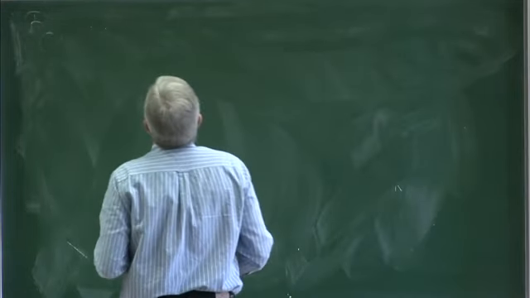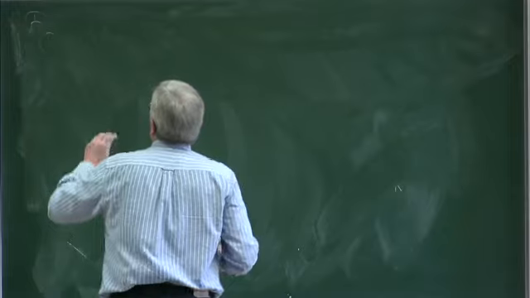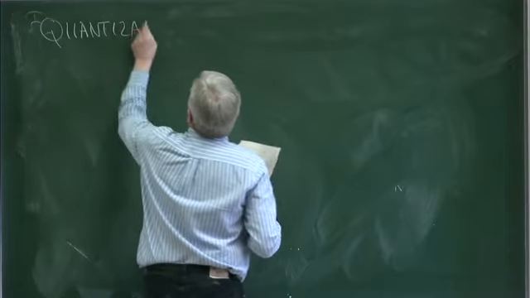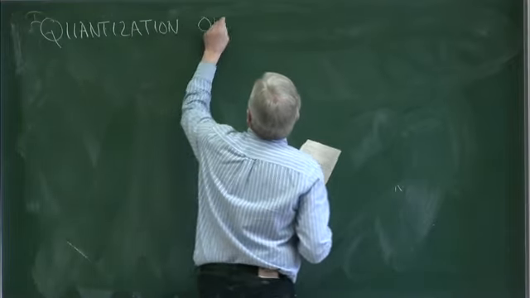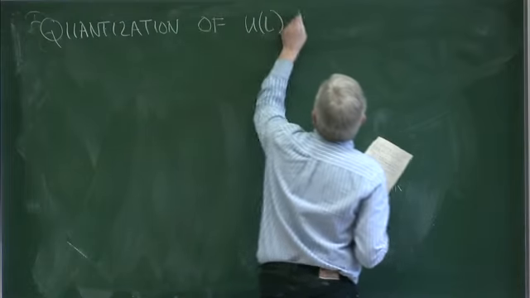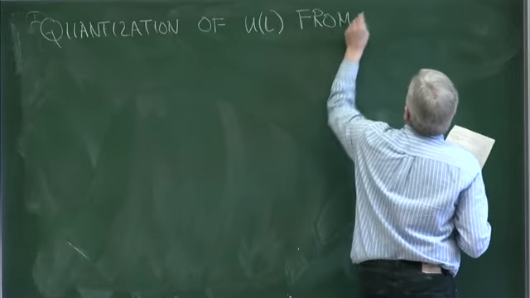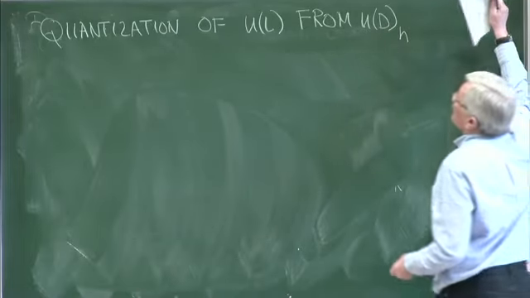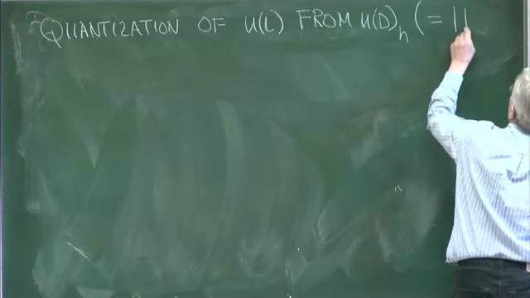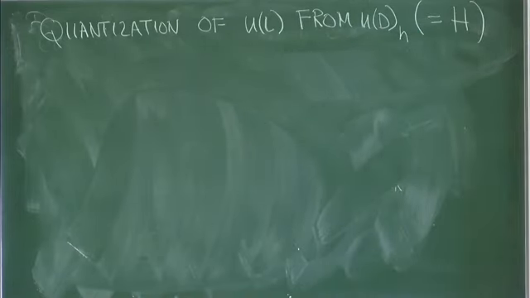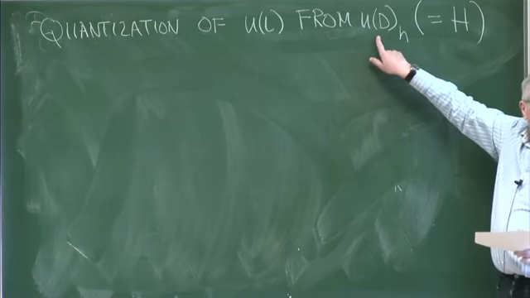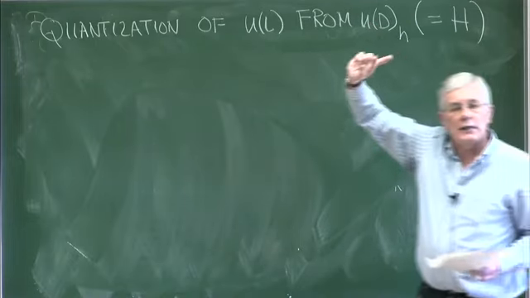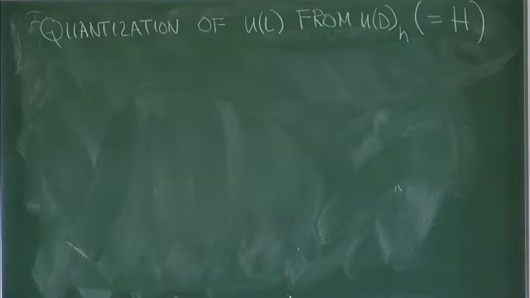So what I'm going to do now is quantization. So U of D h, the standard notation. That's in my own notation. That's the algebra H I've constructed up there. From now on, I'll use the notation which is standard: U D h for that Hopf algebra H, the Hopf algebra of endomorphisms of the fiber of the tensor functor.